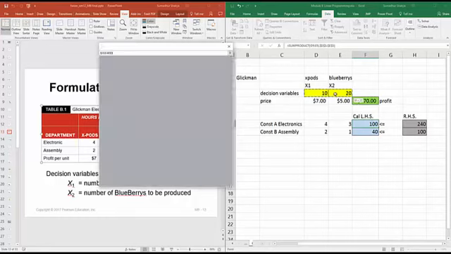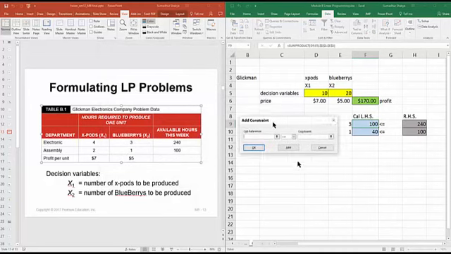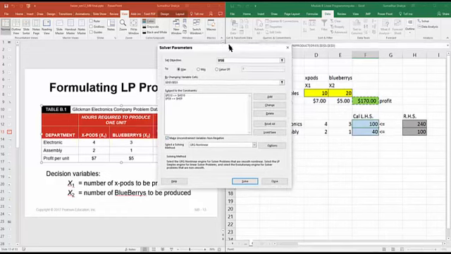By changing the cells in here, such that this blue cell has to stay less than or equal to 240, which is already there. Add this calculated value for assembly has to stay less than or equal to the constraint for it, which is 100. Since this is my last constraint, I would hit OK instead of adding.